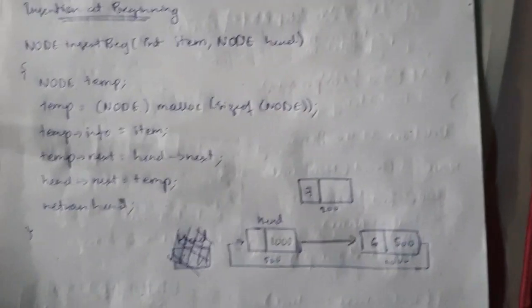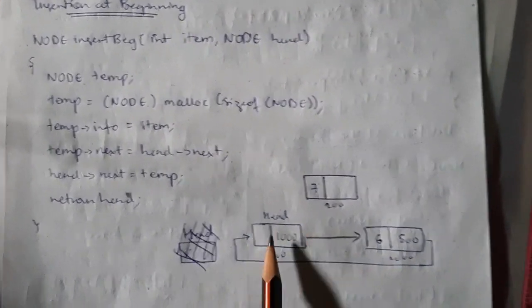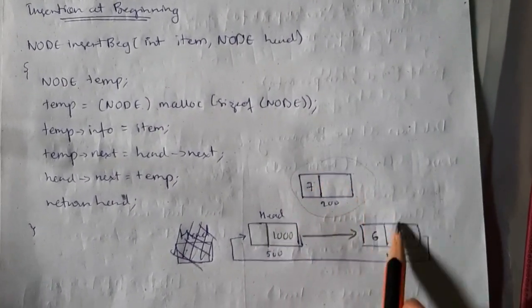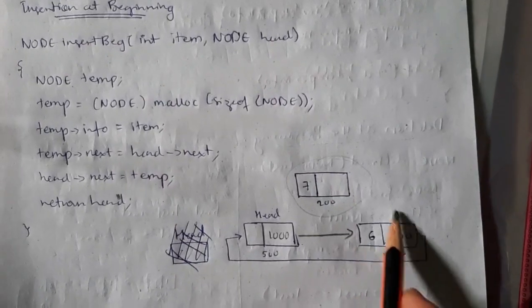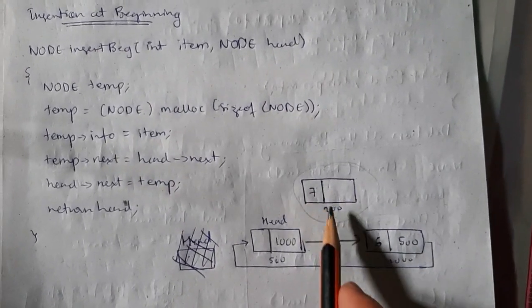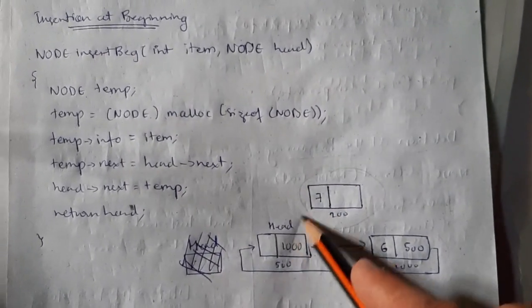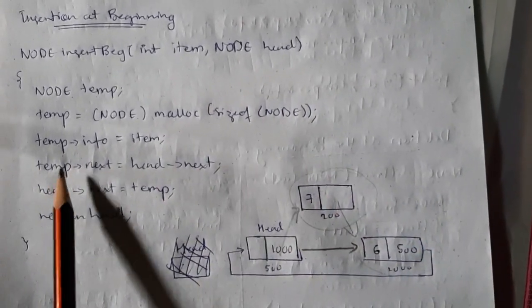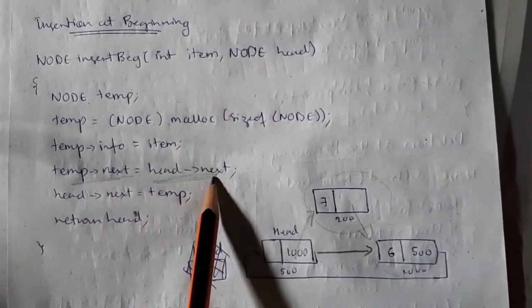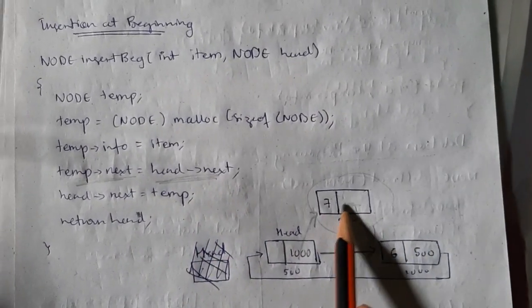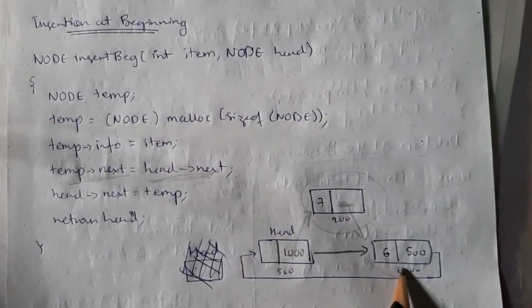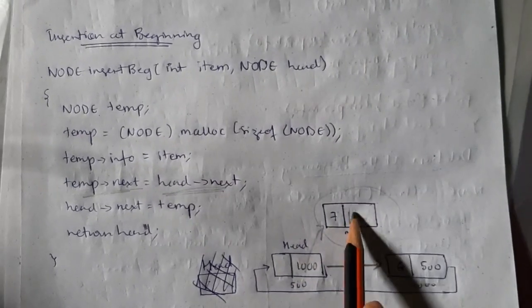Now insertion at the beginning. Let's see one of this. If this is the header node, okay, and I have to insert at the beginning. This is the first node. This should be the first node now. Initially this is the first node. If I have to insert this here, I'll make this point to this and I'll make the next point to this. How will we do that? Temp arrow next is equal to head arrow next. What is temp arrow next? Temp arrow next is this. That should be equal to head arrow next. What is head arrow next? 1000. So this location will be stored here, 1000, okay.